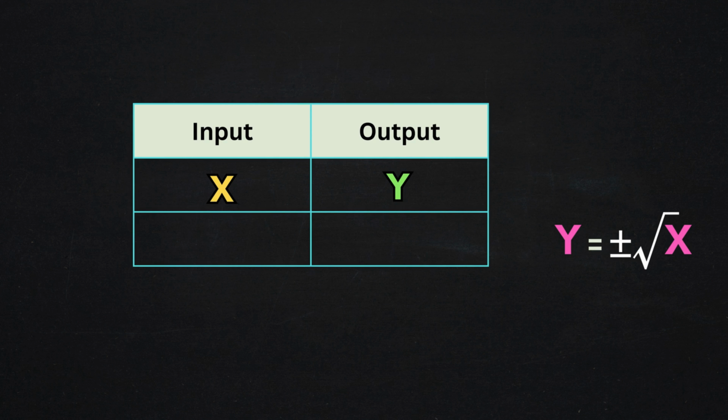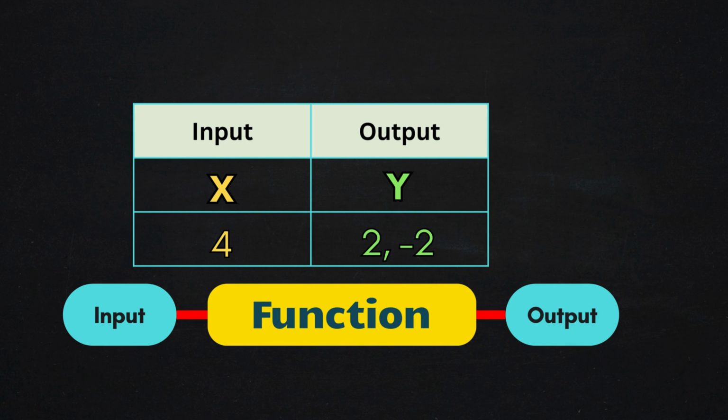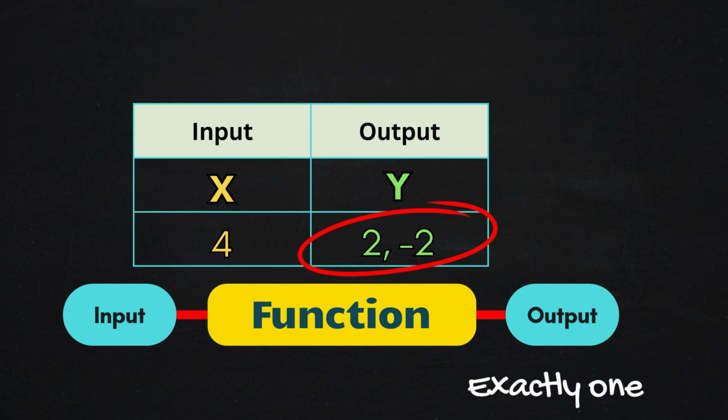For instance, if x equals 4, the principal root yields y equals 2, but the negative root gives us y equals minus 2 as well. Thus, the input value of 4 produces two outputs, 2 and minus 2. Is this acceptable for a function? Short answer, no, it isn't. Remember, a function must assign exactly one output for each input, and here, a single input is giving two different outputs. Therefore, it is not a function.